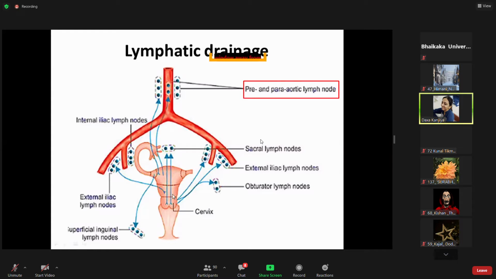See, the lymphatics from the fundus and the upper part of the body, the demarcating line is this one. This portion will drain into the pre-aortic and para-aortic nodes. Then the lymphatics from the lower part of the body drain into the external iliac nodes.